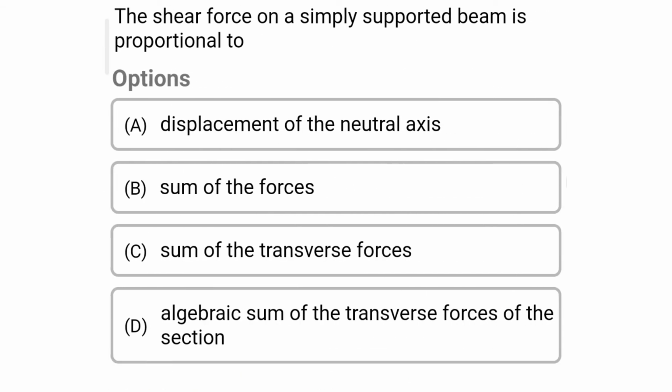So next question, the shear force of a simply supported beam is proportional to option A displacement of neutral axis, option B sum of the forces, option C sum of the transverse forces, option D algebraic sum of the transverse force of the section. So the correct answer is option D algebraic sum of the transverse force of the section.